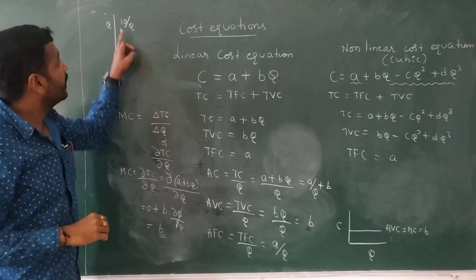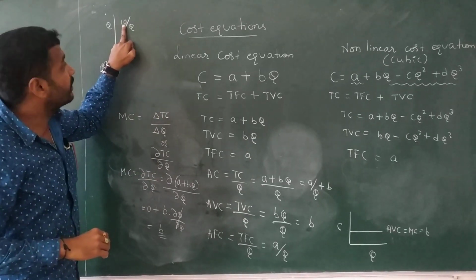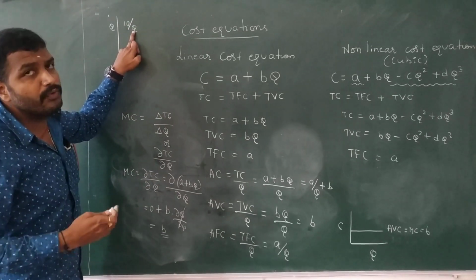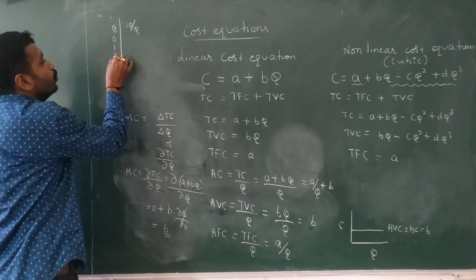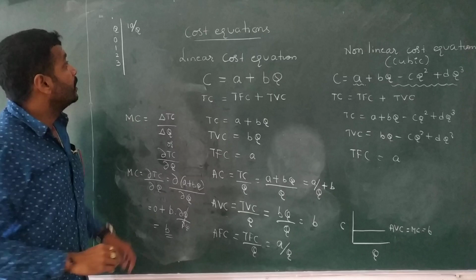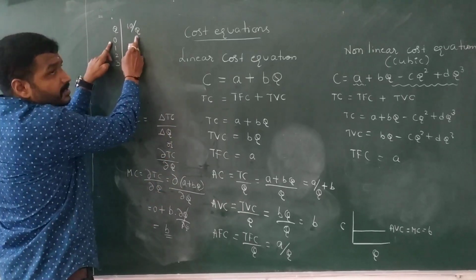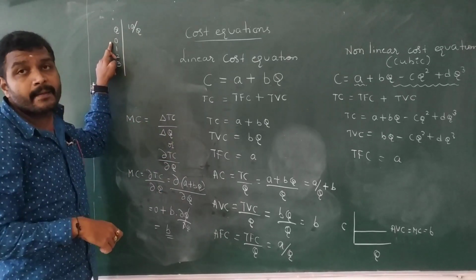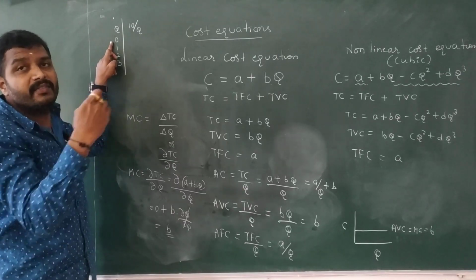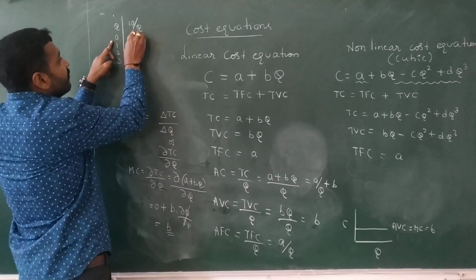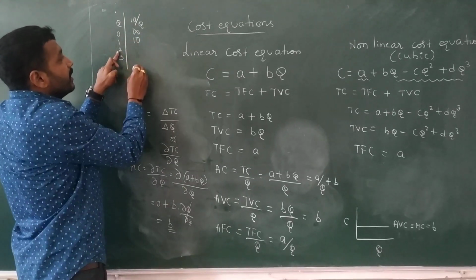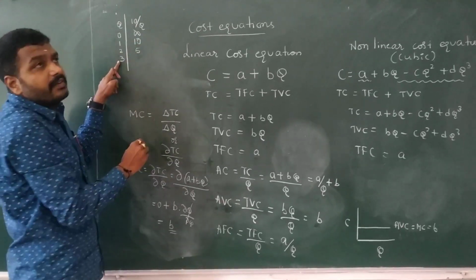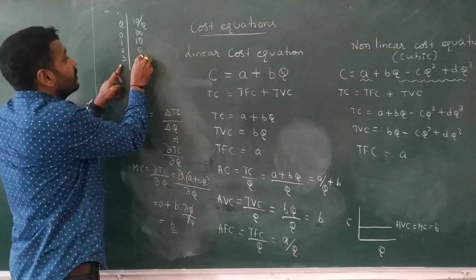Instead of A, I have considered it as 10 and Q will be known. Q I will give as 0, 1, 2, 3. 10 divided by 0 is anything divided by 0 used to be infinite. 10 divided by 1 is 10. 10 divided by 2 is 5, 10 divided by 3 is 3.33.